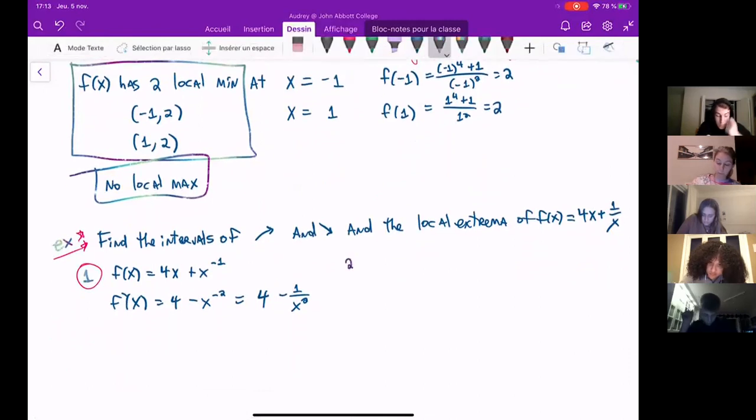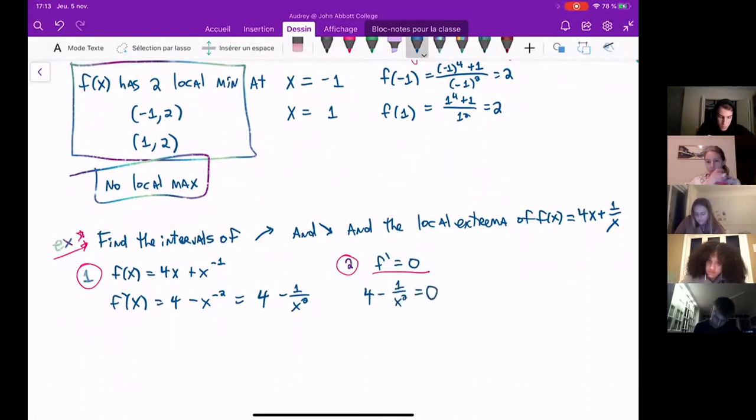My step 2 is to find my critical values. So I want to know, where does f prime equal 0? And this type of equation we've actually solved at least twice. So first I'm going to add 1 over x squared to both sides. Then I'm going to multiply both sides by x squared. Then I'll divide by 4.